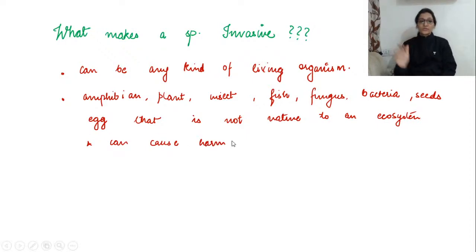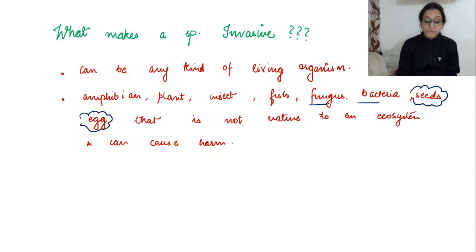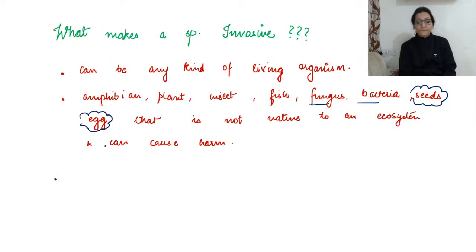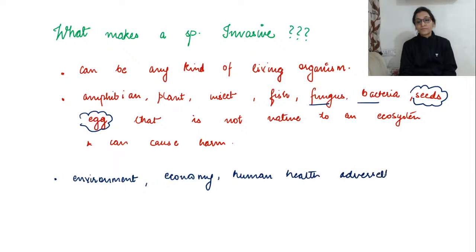This is the actual thing which comes under invasive species. Not only whole living organisms, but seeds, eggs, fungus and bacteria can also fall under the category of invasive species, right? If they can cause harm to the environment, to the economy or to human health, they will be called invasive. If it is affecting the environment, the economy, or human health adversely, it will be called an invasive species.